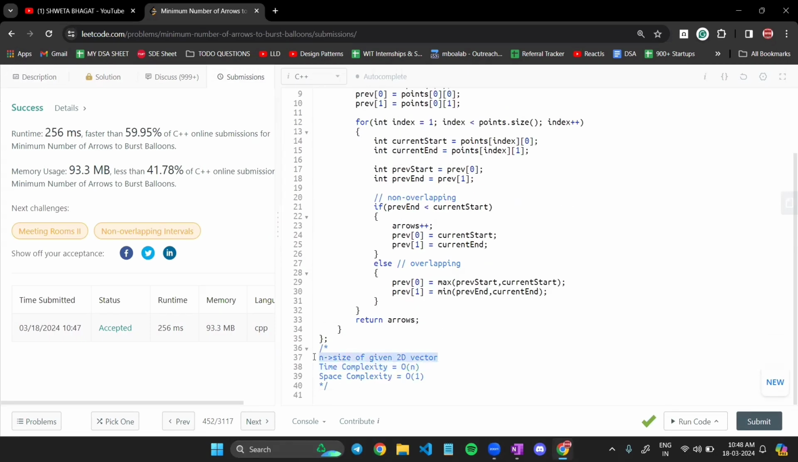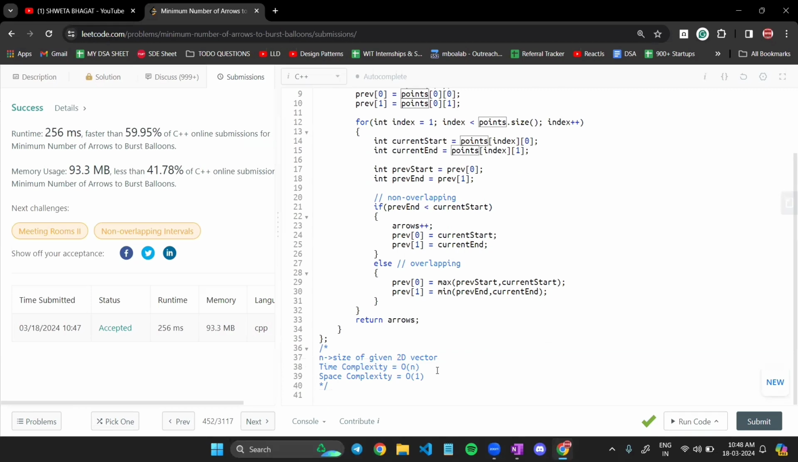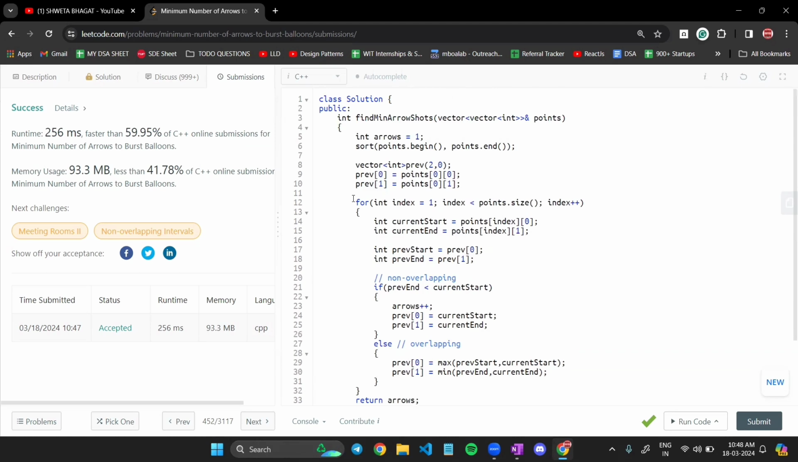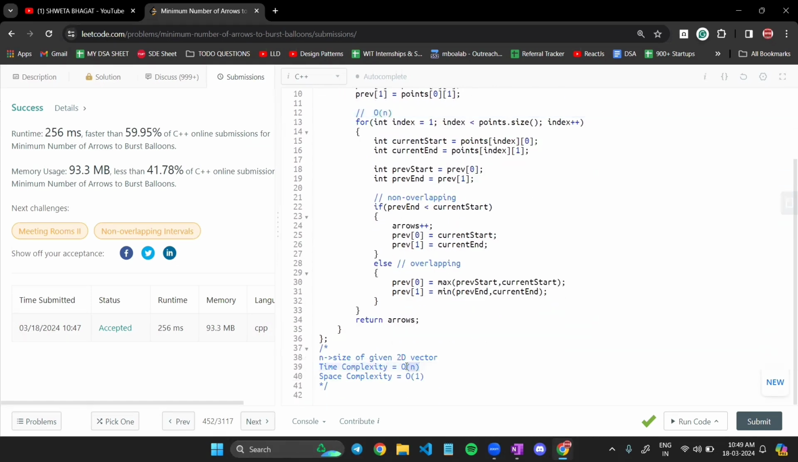Now talking about the time complexity and space complexity. If we consider n as the size of the given 2D vector, that is, the size of these points, then the time complexity would be O(n). Why? We can see what we are doing inside this for loop. We are simply iterating over all the intervals present in points, correct? If we have n intervals, we are iterating over all the n intervals. So that's the reason why the time complexity is O(n).